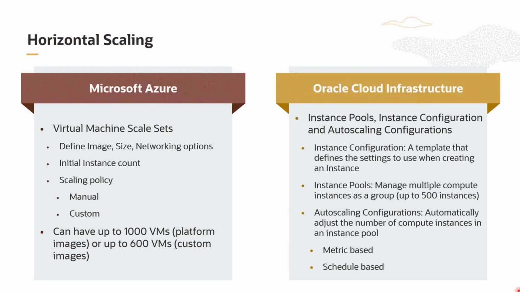OCI supports metric-based policies. That means you can have an auto-scaling policy that is triggered when a performance metric exceeds a threshold, as well as schedule-based policies. In schedule-based policies, the auto-scaling events take place at specific times that you schedule. And as you can see, there are some limits in both Azure and OCI on how many instances can be a part of the pool.